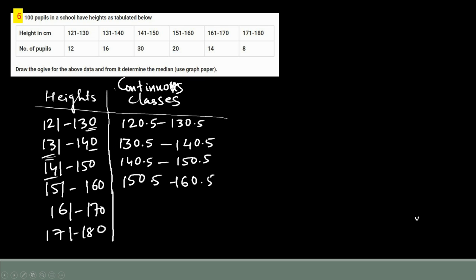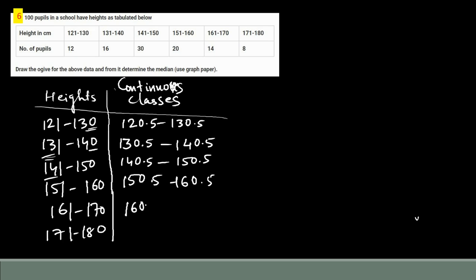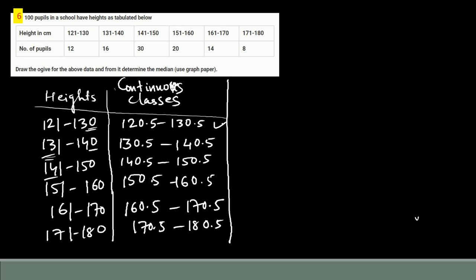Right? Hope you are understanding this. You will write this range as 160.5 to 170.5, and this one as 170.5 to 180.5. After that, it's the same thing. So these are the new classes that you got. This is the most important thing. And the number of pupils, which are your frequencies, are given as 12, 16, 30, 20, 14, 8.